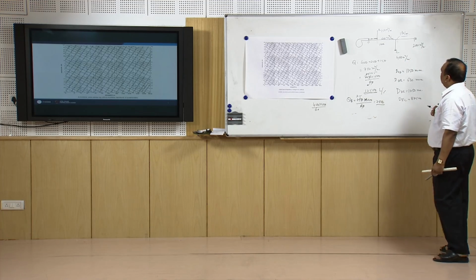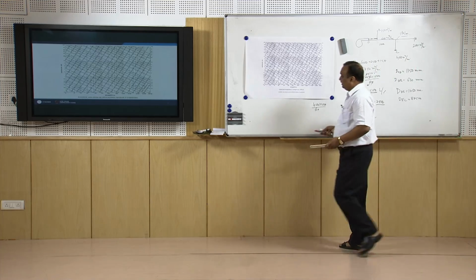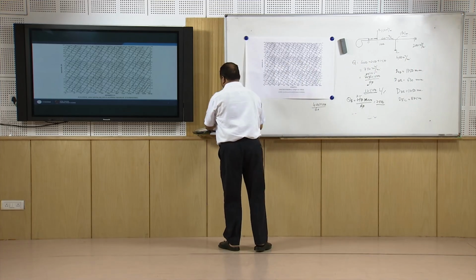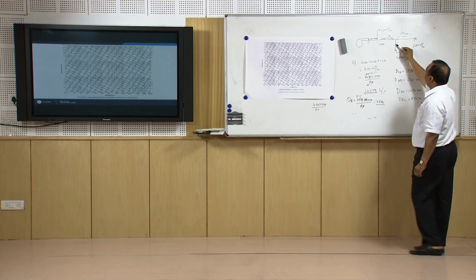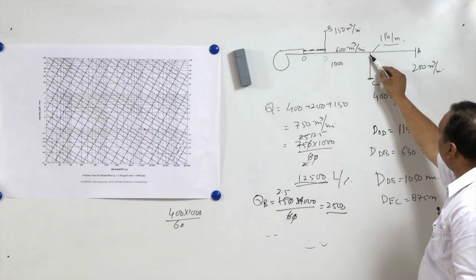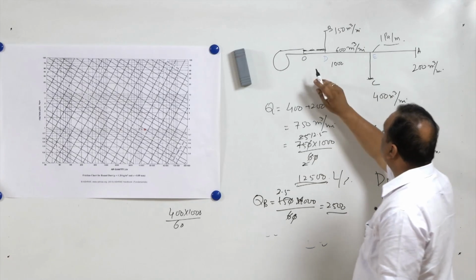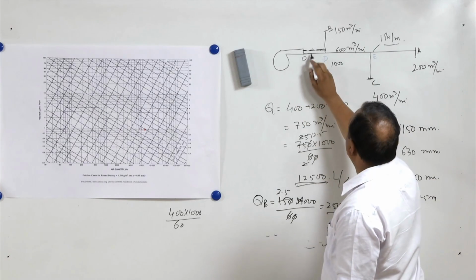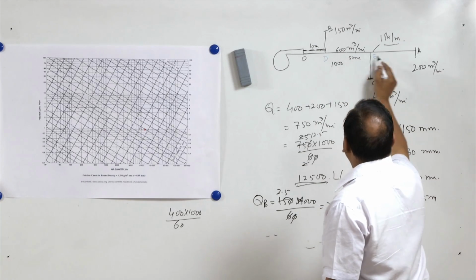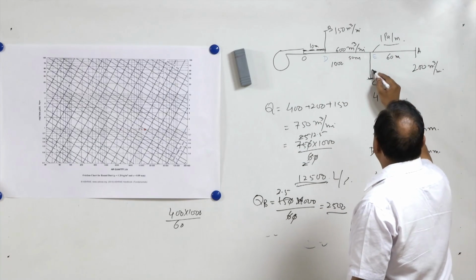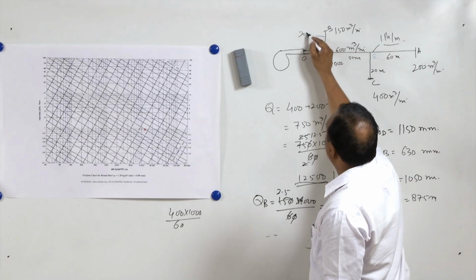Now pressure drop. In order to find pressure drop, we should have the length of the duct. And the pressure loss due to change in direction, the dynamic pressure loss, has been compensated by increasing the length of the duct for the sake of convenience. Suppose this length is 10 meter, this is 50 meter, and this is 60 meter. This is 20 meter and this is also 20 meter.